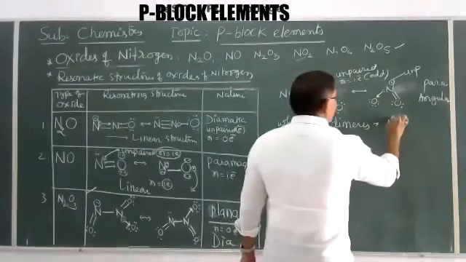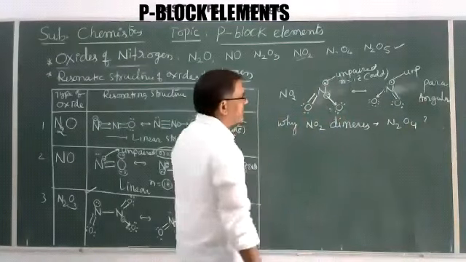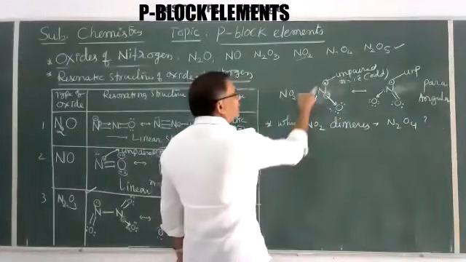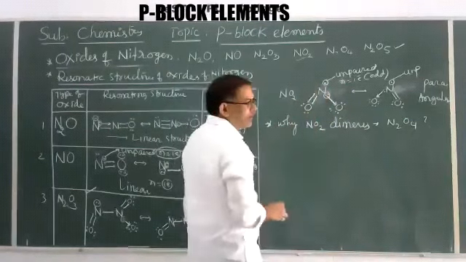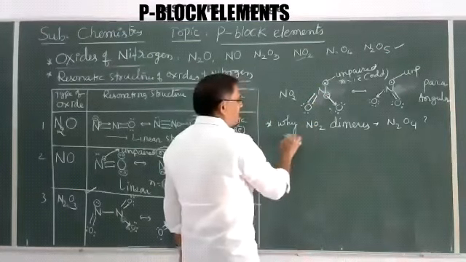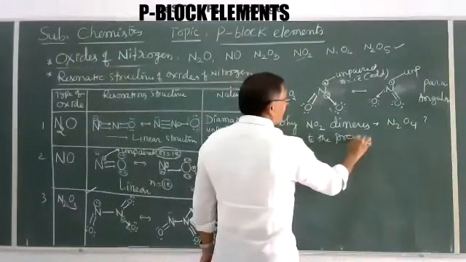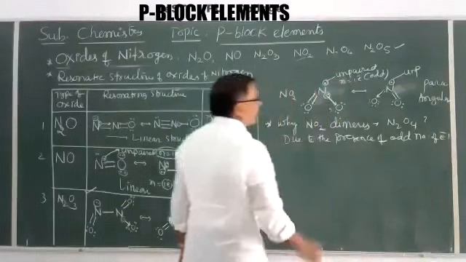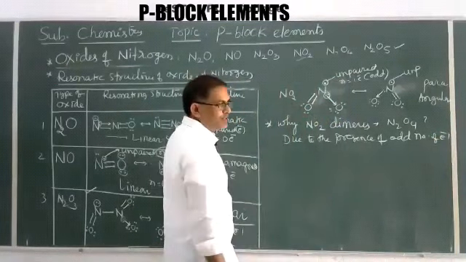So the question based on this they'll ask: why does your NO2 dimerize and give N2O4? Give reason. So due to the presence of an odd number of electrons in its resonating structure, 1 electron in its outermost orbit, these 2 molecules dimerize to get the stable N2O4 molecule like this.